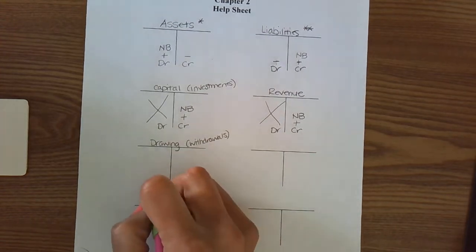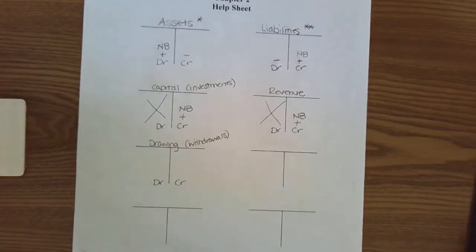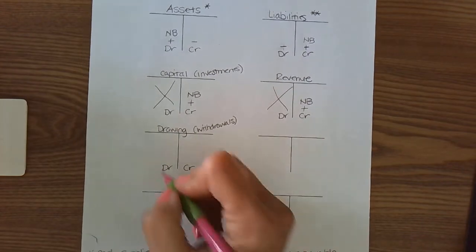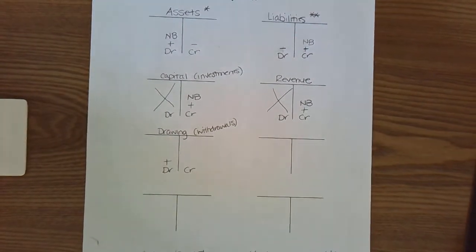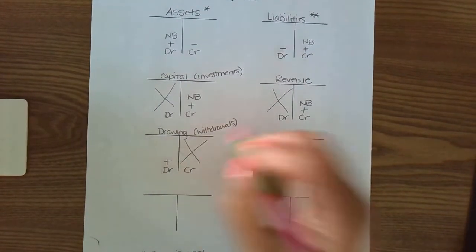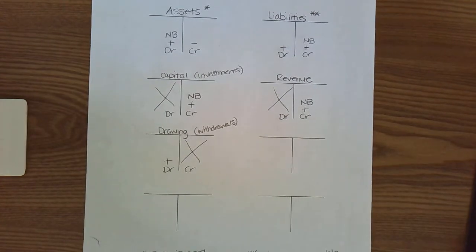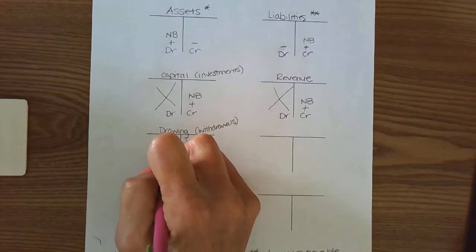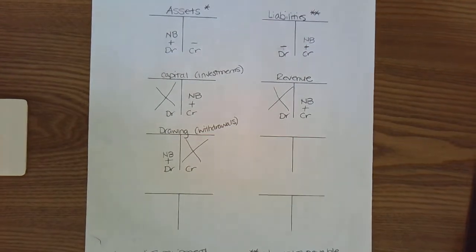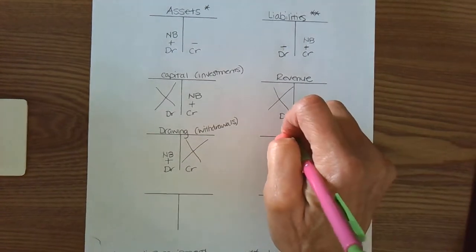Okay, debit is left, credit is right. For drawing, we're going to add on the debit side, and nothing goes on that credit side. And the normal balance is your debit side. So again, this will keep track of all the times the owner takes out money for personal use, makes those withdrawals from the company.